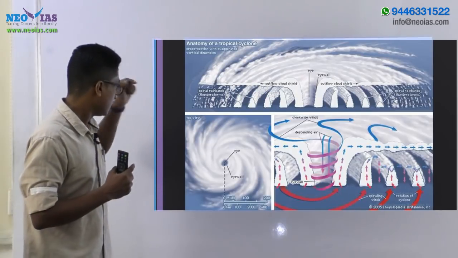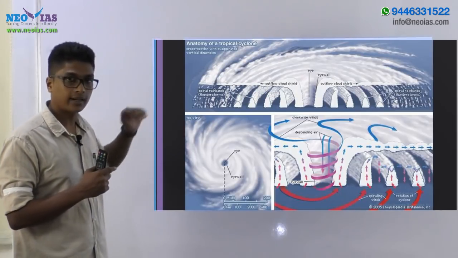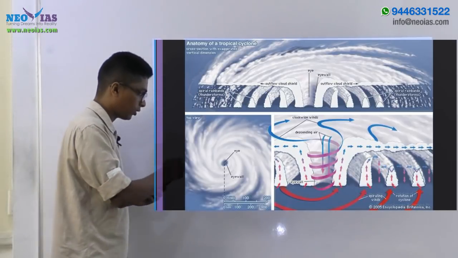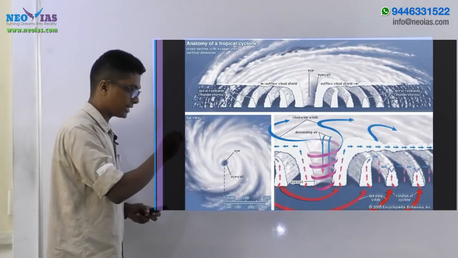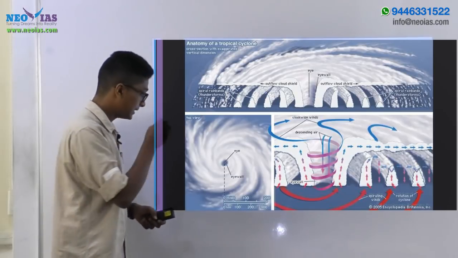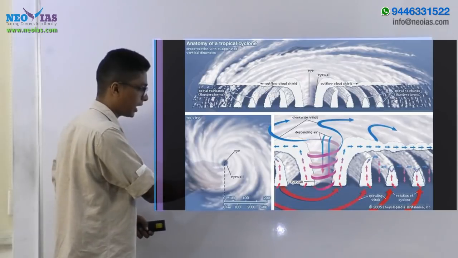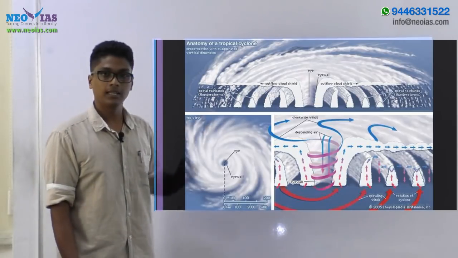Now this picture is taken from a satellite image. It's a satellite image of a tropical cyclone. At the center of the cyclone, you can see a circular region which is free from clouds, and this region we call the eye, right? And surrounding the eye, we have the eye wall, which is covered with thick clouds.